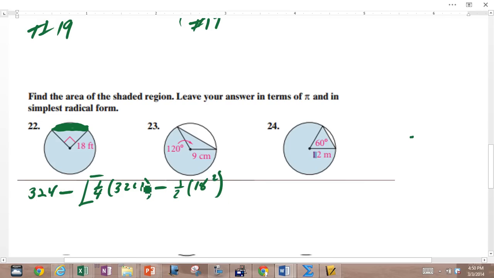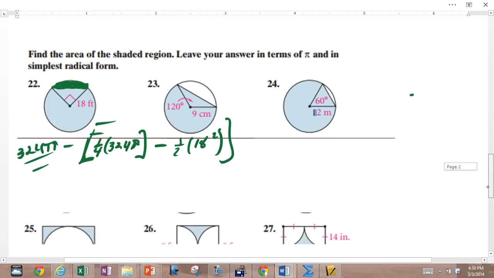Now, I'm sorry, this should have been 324 pi. It's pi r squared, so that's 324 pi. Put that in there: 324 pi minus 1/4 of 324 pi, minus 1/2 of 324. Okay, so that's what you would do to find that area right there. Compute all this and take it away from 324 pi, and the others would be done in the same way.